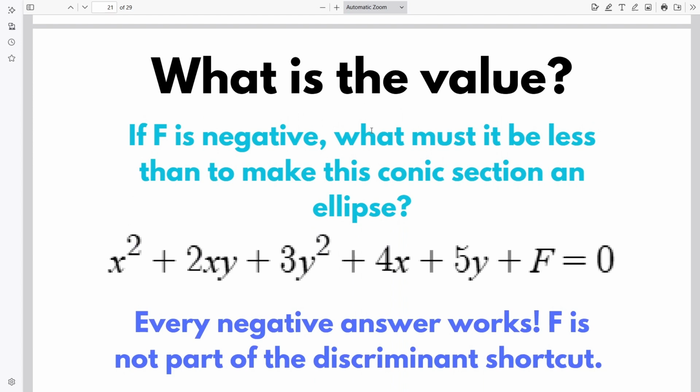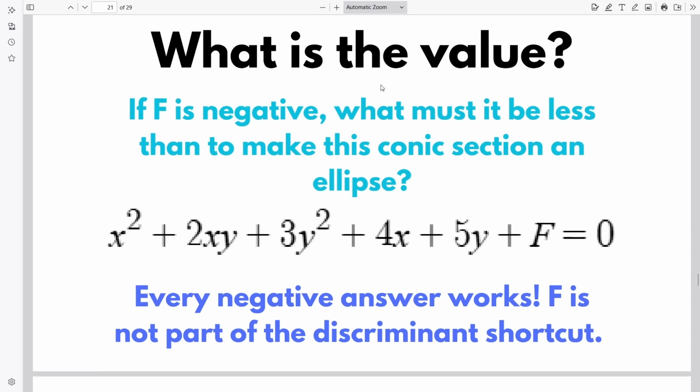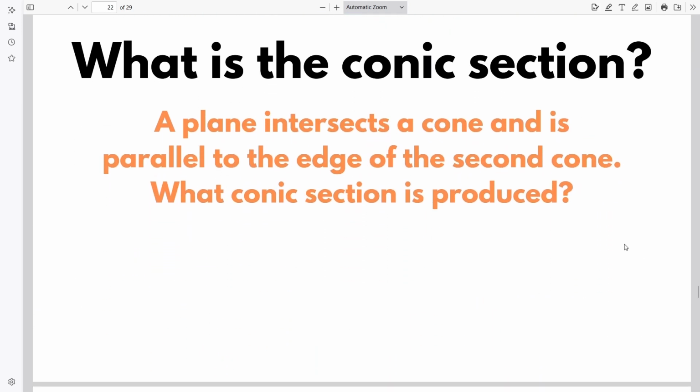It's not in the shortcut. It's b squared minus 4ac. There's no f in there. I only see A's, B's, and C's, no F's. So, yeah, every answer works. I guess F's in the chat if you didn't get that one. Okay, that was weird.